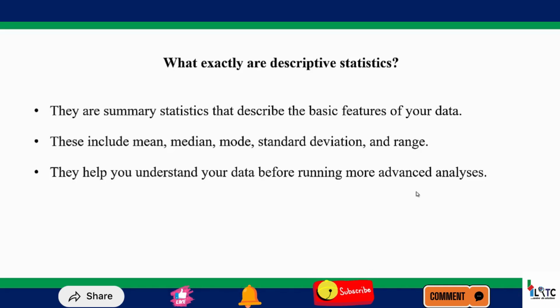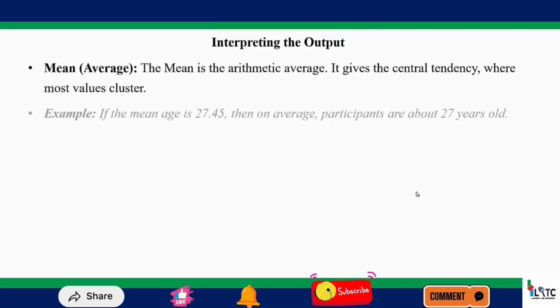For instance, if you notice that your data is not normally distributed from skewness and kurtosis results, then you must ensure that you use the techniques of analysis that accommodate that particular issue. Now, how to interpret descriptive statistics outputs.